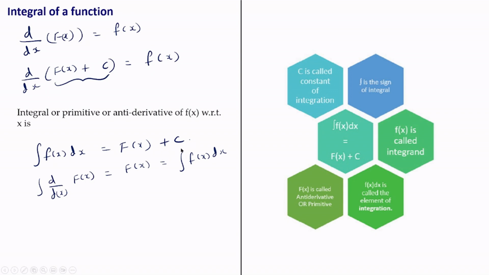Now this c is called the constant of integration. So when we consider the integral of a function given by integral f of x dx equal to capital F of x plus c, then this c is called the constant of integration. We have the sign, which is the sign of integral, and then f of x is called the integrand. This capital F of x is the antiderivative or the primitive of small f of x, and f of x dx is called the element of integration. So these are the various terms associated with the integral of a function.